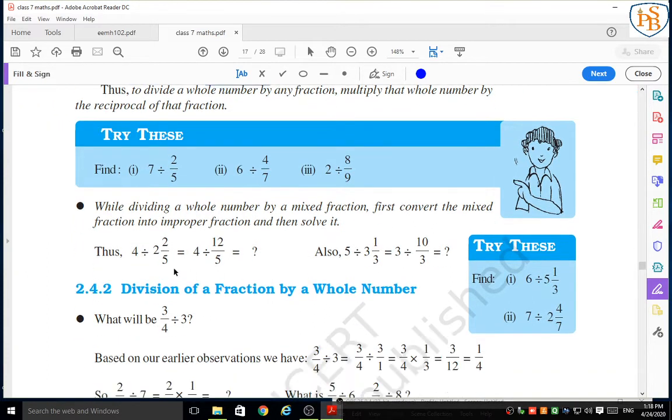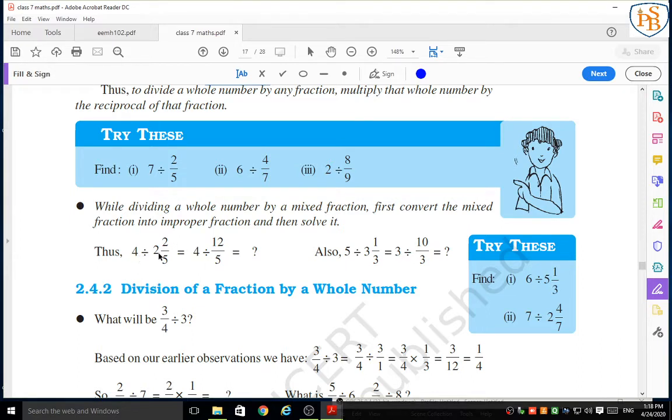Now our next point is, while dividing a whole number by a mixed fraction, first convert the mixed fraction into an improper fraction and then solve it. That means if they give us a mixed fraction, we have to convert it into an improper fraction. Look at here carefully how they are solving it.